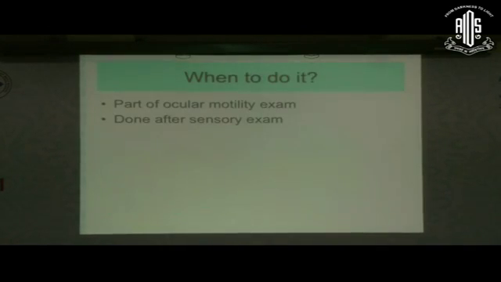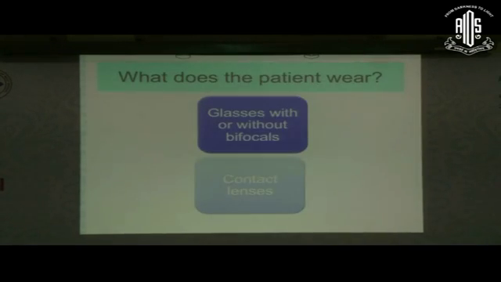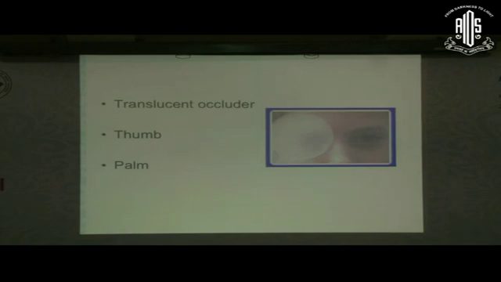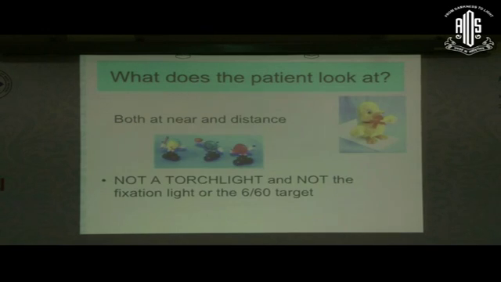Okay, so let's do the cover test. What do you cover with? Occluder. Many types of occluder. And as you remember in the first video, I covered with my thumb, because this kid is not going to allow me to bring one occluder in front. The patient may wear glasses, bifocals, contact lenses, whatever. You need to measure both distance and near, and you need something that will hold the interest of the child. So latest now I have an app which sings nursery rhymes, like twinkle, twinkle, little star.